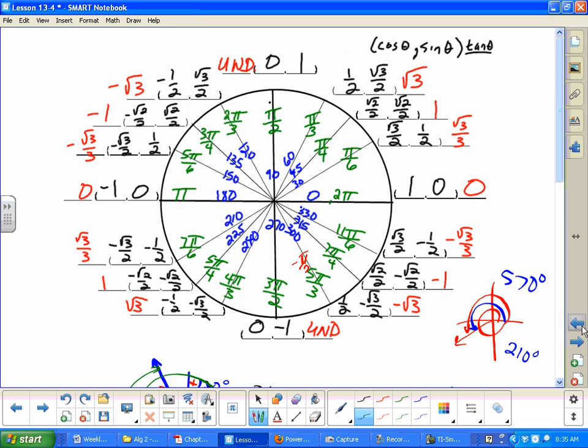So that means then that all I need to do is look over here on the left side and ask, where is the x value equal to negative 1/2? Because we're talking about cosine. Cosine is x. It's negative on the left side. So where over there is it equal to negative 1/2? It happens down here in the third quadrant at 4 pi over 3. And where else? Up here in the second quadrant at 2 pi over 3.